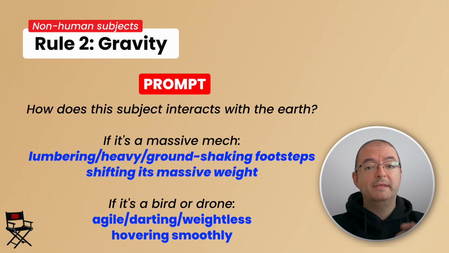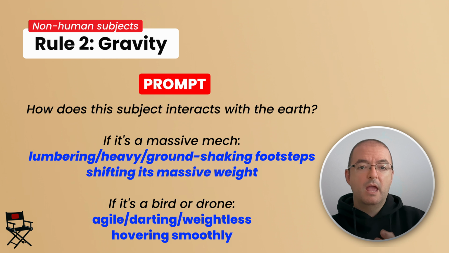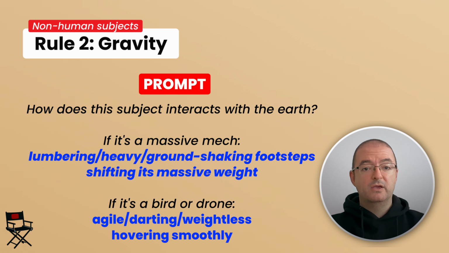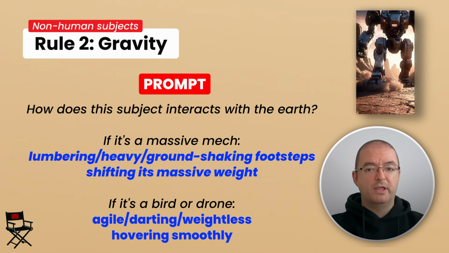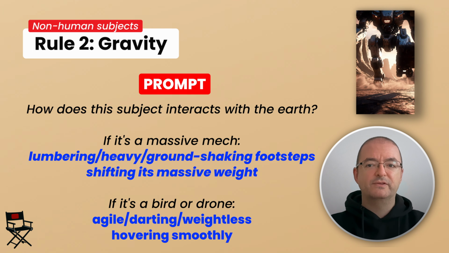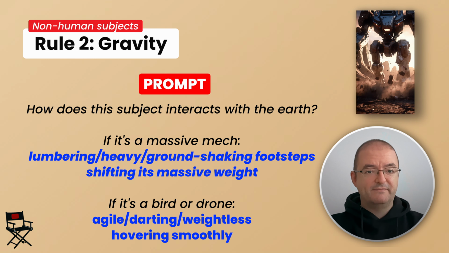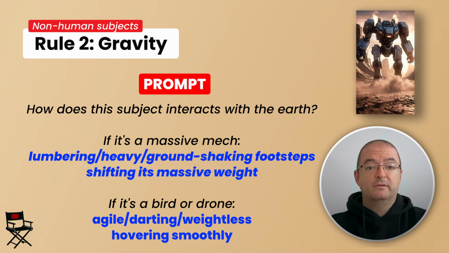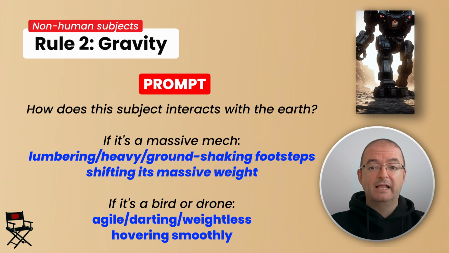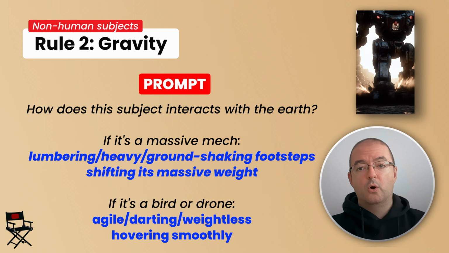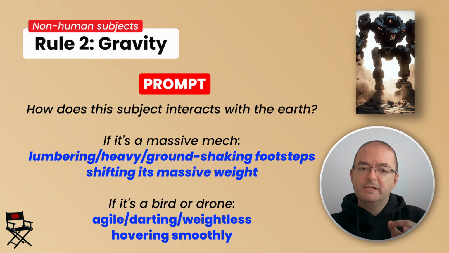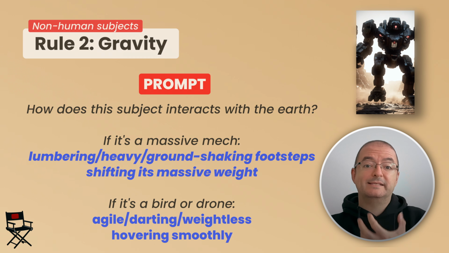Second, gravity and locomotion, how heavy it is. You have to tell Veo 3 how this subject interacts with the Earth. If it's a massive mech, use words like lumbering, heavy ground, shaking footsteps, or shifting its massive weight. If it's a bird or a drone, use words like agile, darting, weightless, or hovering smoothly. You must prompt the physics, not just the subject.